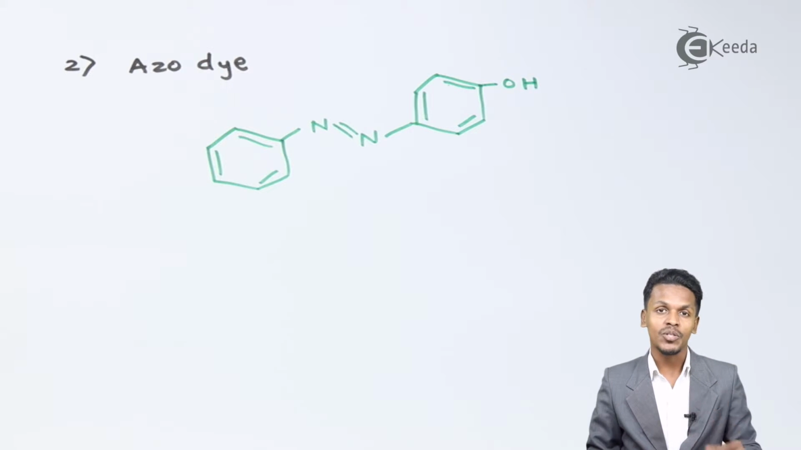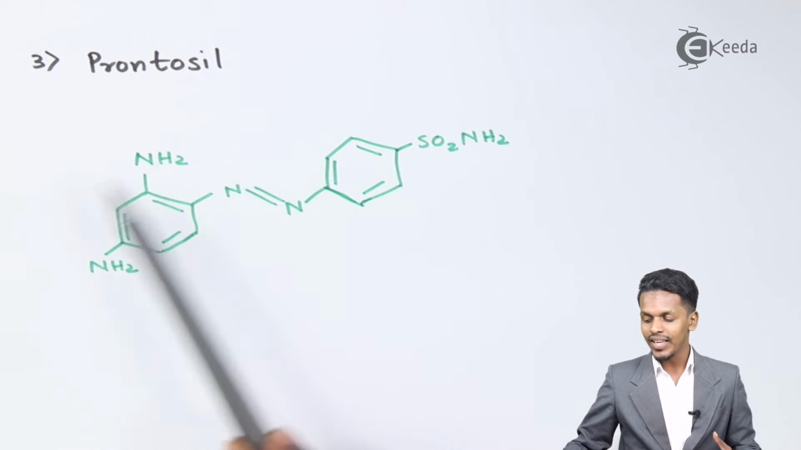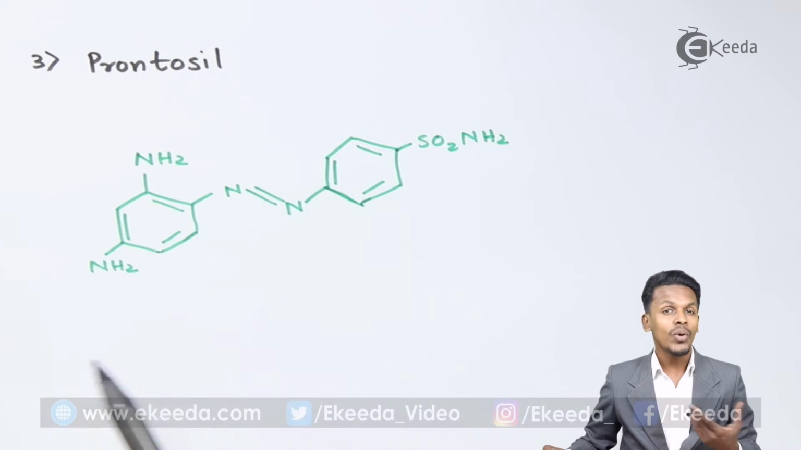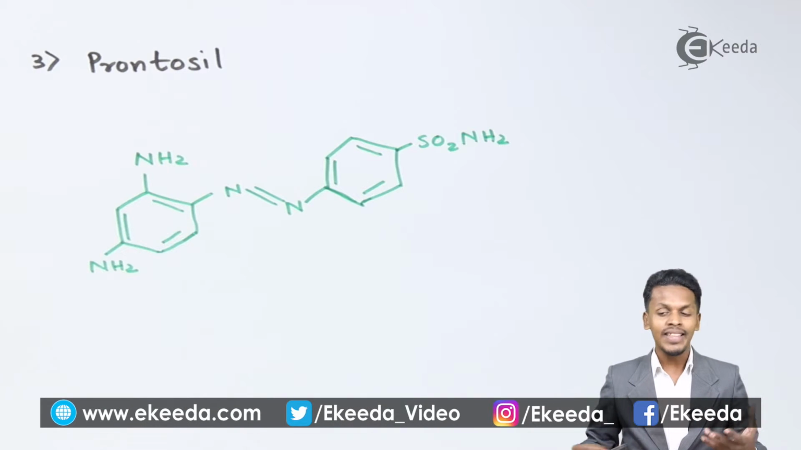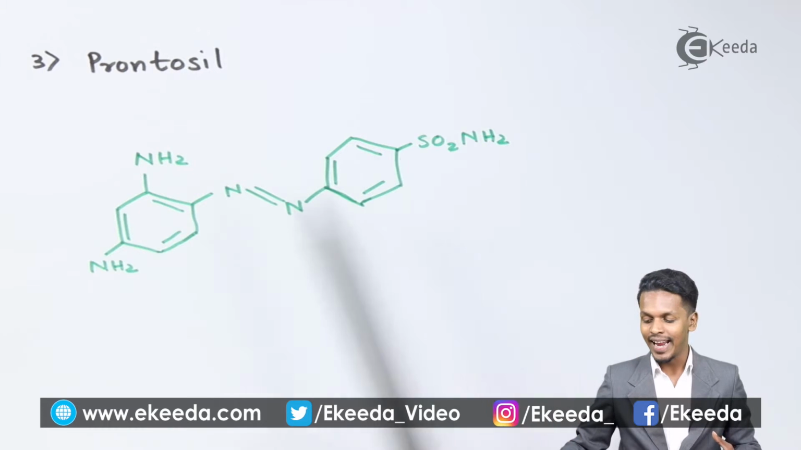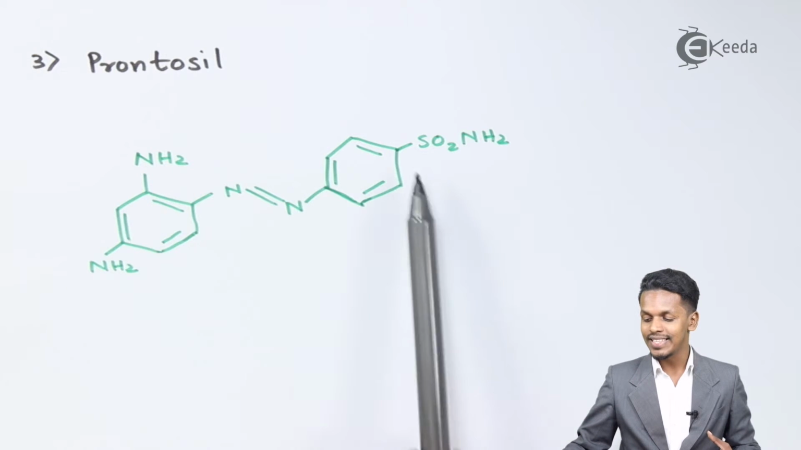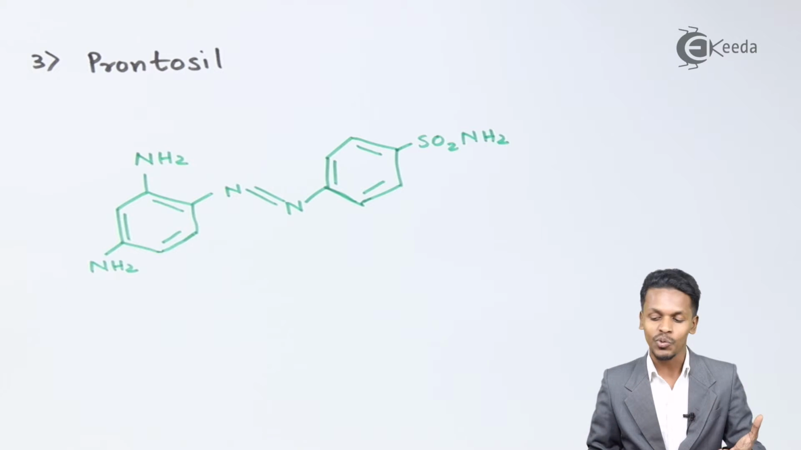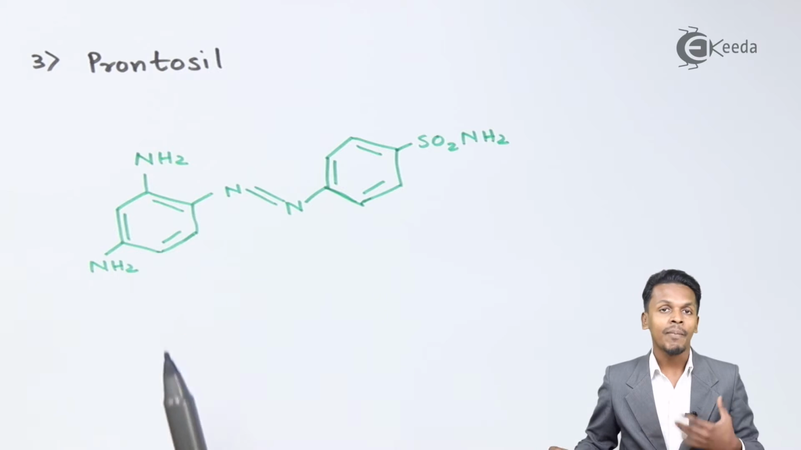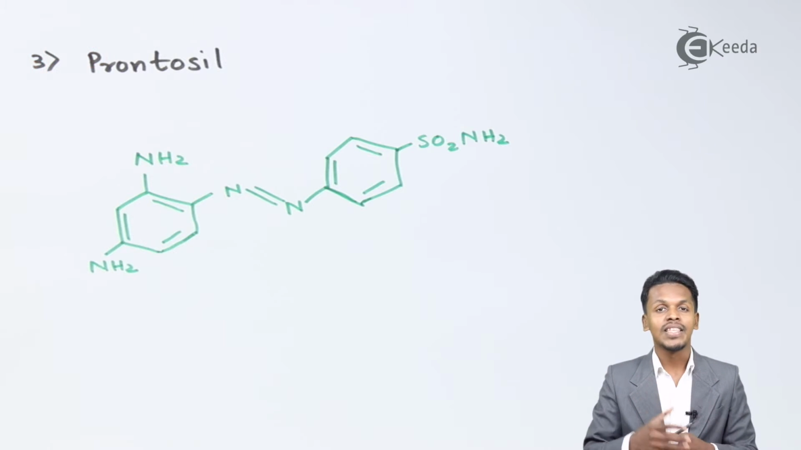The next is Prontosil. Even here we can find azodine. The thing that we can observe here is that instead of OH there is an SO2NH2 group, and there is an NH2 here, and here also there is an NH2 group. So this is derived from azodine, and this is Prontosil. Prontosil is actually present in our body, and whenever it gets hydrolyzed it will produce another drug which can act like an antimicrobial.